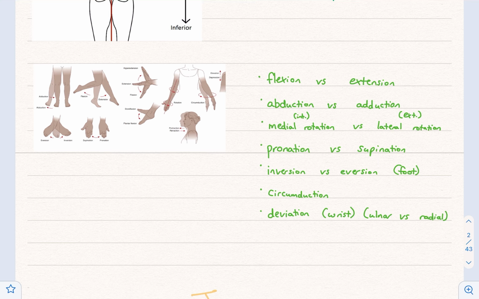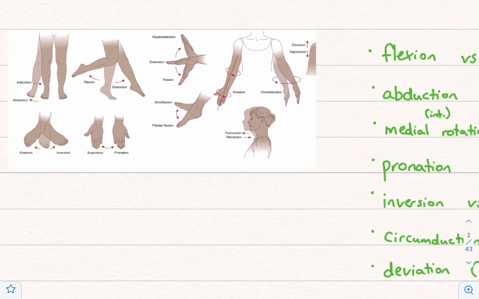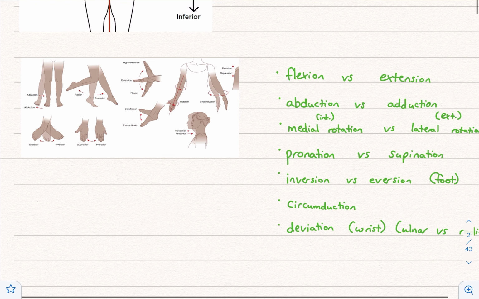Pronation versus supination. This is basically like flipping your hand back and forward. I remember it this way: pronation is like lying on your stomach, and supination is lying on your back. Supination, how do you carry soup? You keep your hands up so you can carry a bowl of soup. Pronation is therefore the opposite.